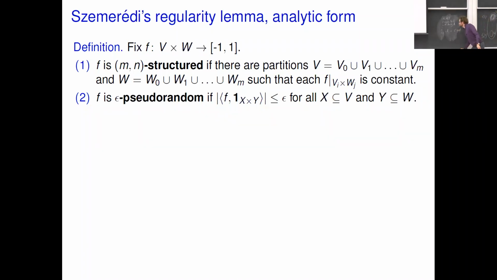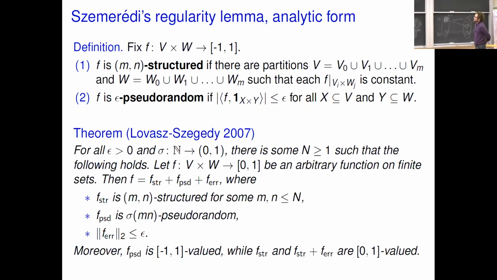Okay, so this pseudo-randomness notion, the terminology is from a paper by Tao, but it's supposed to capture the idea of regularity for graphs. Okay, and then Szemerédi's regularity lemma for functions states that if I take an epsilon, I take a function sigma, I can find some bound n depending only on that stuff, so that if I take an arbitrary function, v cross w to 0, 1, then I can decompose it into 3 ingredients, 3 parts.